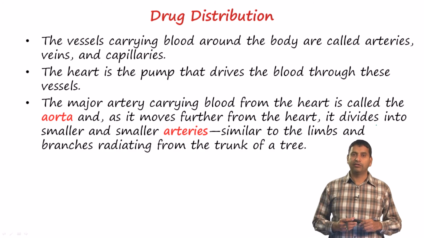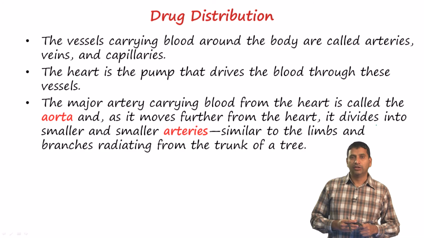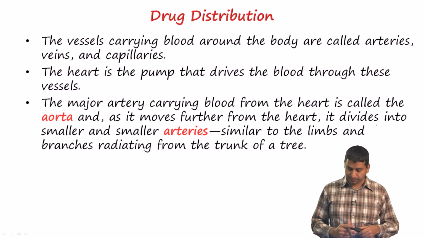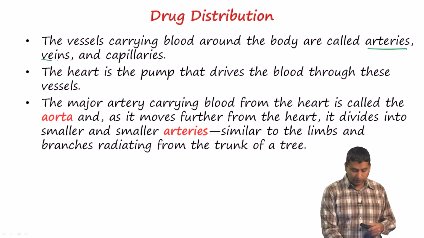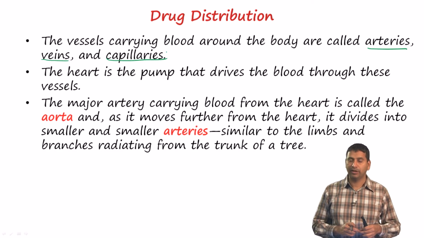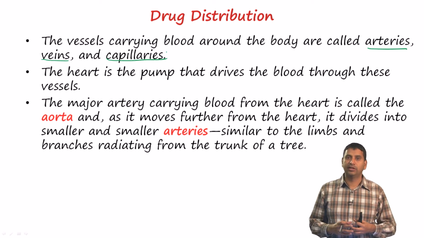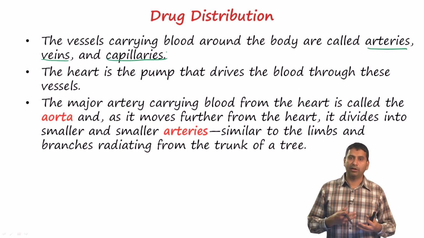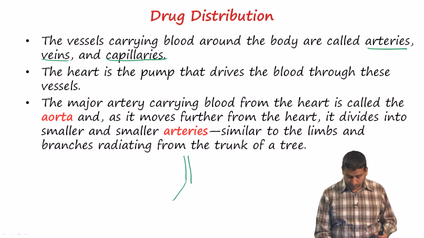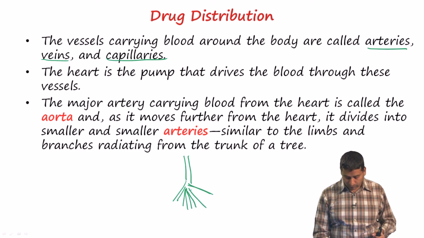Before we go there, let us look at what happens in a blood vessel. The vessels that carry around the blood are called arteries, or veins, and there are very small vessels which are called capillaries. As we all know, the heart is the pump that drives the blood through these vessels, and the major artery that carries blood from the heart is called the aorta, and as it moves further from the heart, it divides into smaller and smaller branches and so on, right.